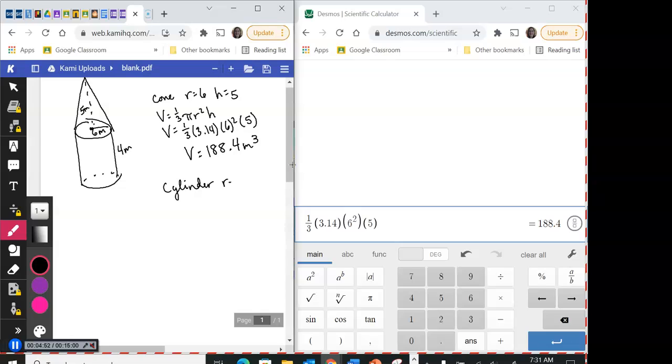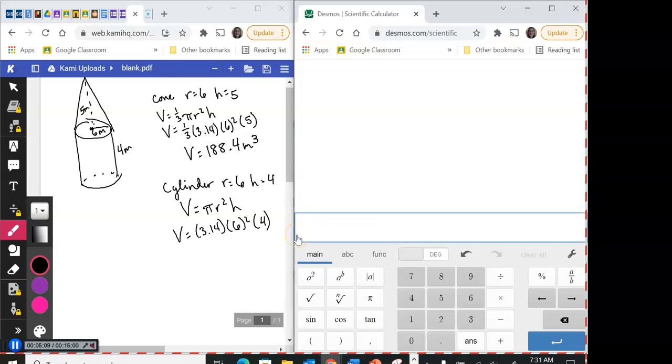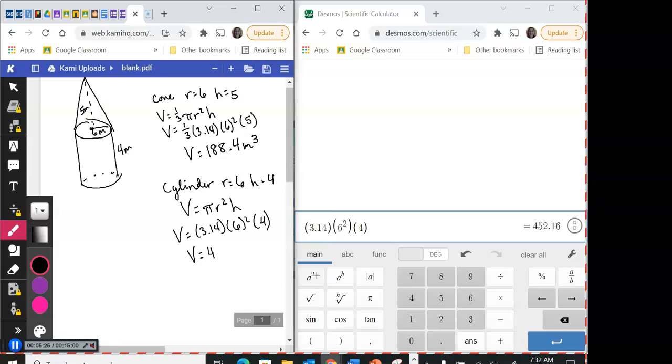I'm going to do the same thing for the cylinder. Now for the cylinder, it has a radius of 6 and a height of 4. Remember, our formula is pi r squared h. Again, I'm going to use 3.14 for pi, my radius of 6, and my height of 4. And then I'm just going to type it in over here. So I've got 3.14 times 6 squared times 4. So all of that gives me a volume of 452.16 meters cubed.